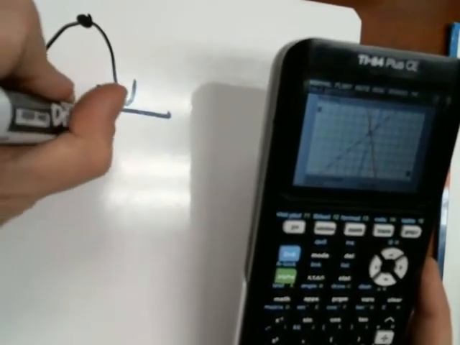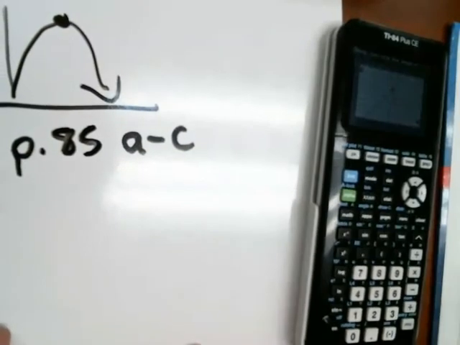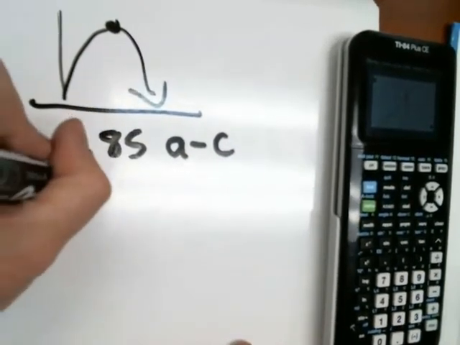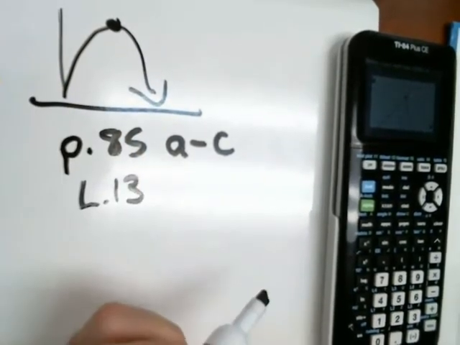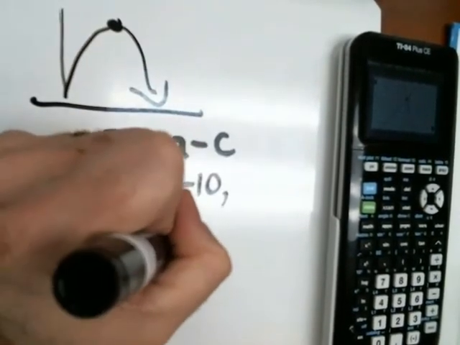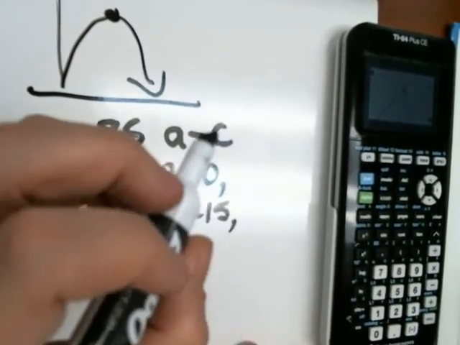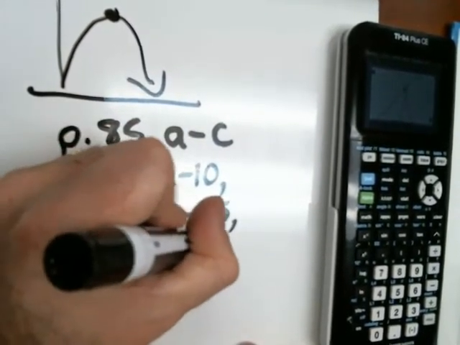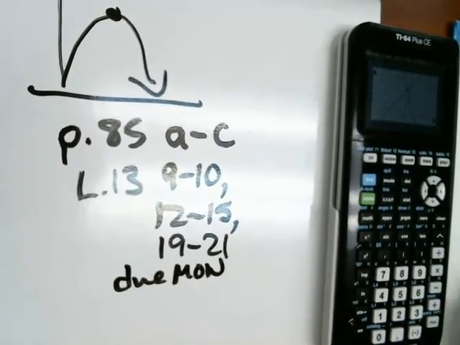On page 85, there's a lesson, some graphing calculator practice A to C, and then you're going to do some review questions from lesson 13. I'd like you to do 9 and 10, 12 to 15, and 19 to 21, and that'll be due on Monday.